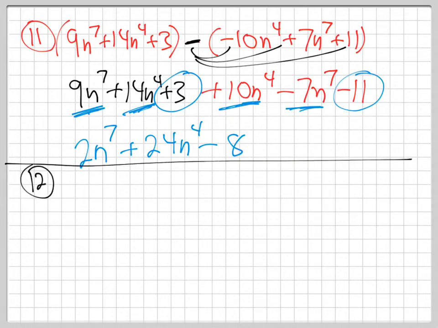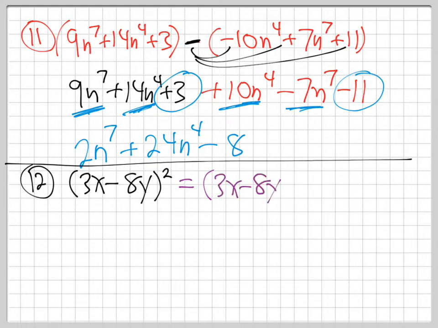Number 12 is 3x minus 8y to the second power. And so what do we do when there's a 2 power on something like that? On parentheses. What do we do with a 2 power on parentheses? Two of them, right? So we write 3x minus 8y and 3x minus 8y. We write two of them. And then we take the first to both. And when that's done, we go second to both. Can you crank through that?